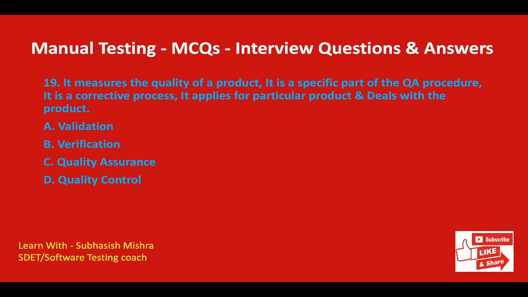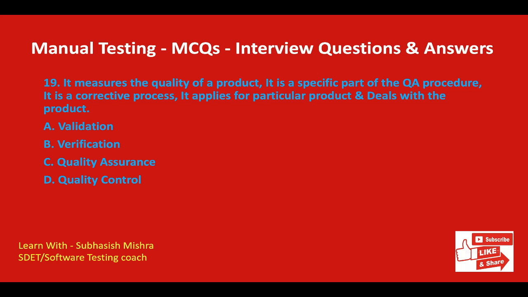It measures the quality of a product. It is a specific part of the QA procedure. It is a corrective process. It applies for a particular product and deals with the product. So what is it? Validation, verification, quality assurance, quality control.